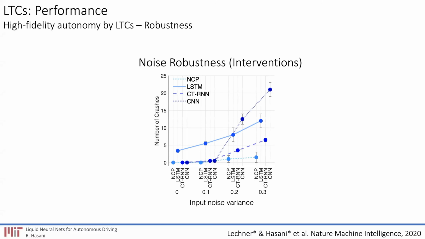In terms of robustness to noise, if you increase the amount of input noise, here on the x-axis, we are increasing the noise. On the y-axis, we count the number of active testing crashes, the number of interventions that are required. We see that these networks are much more resilient than the counterparts that I just mentioned before.